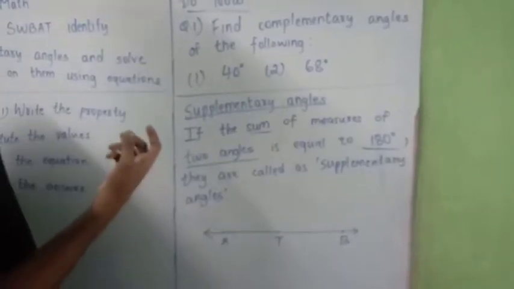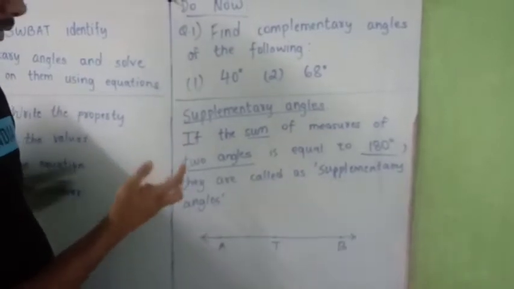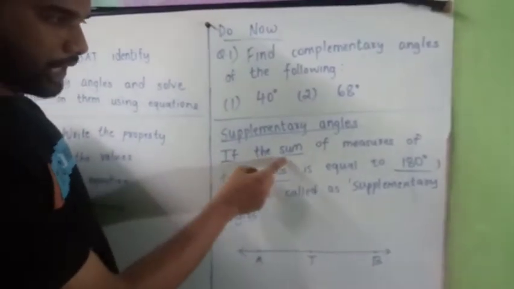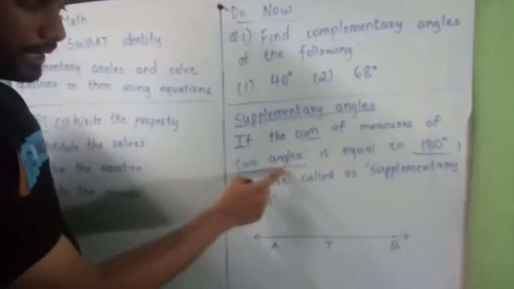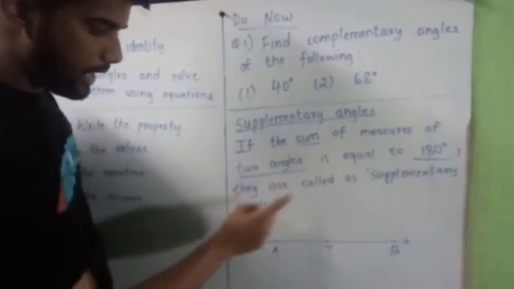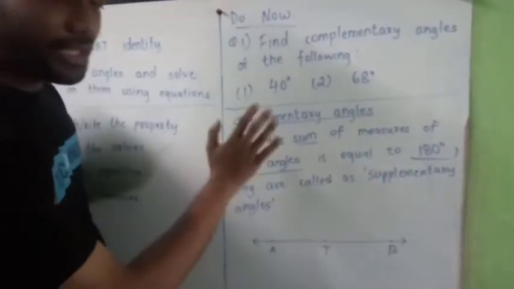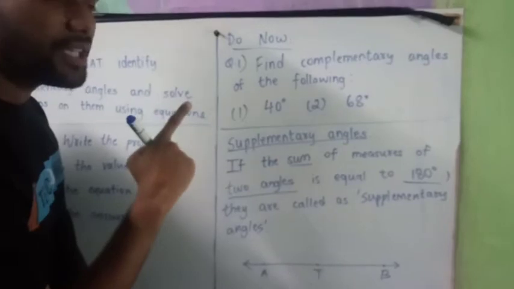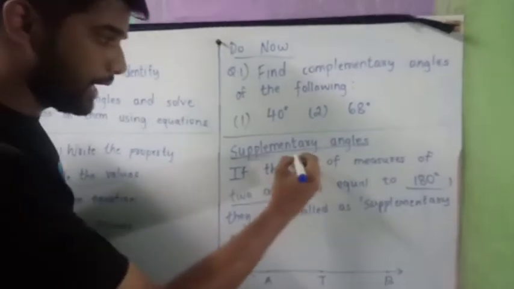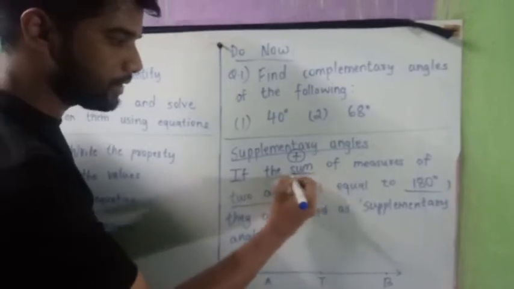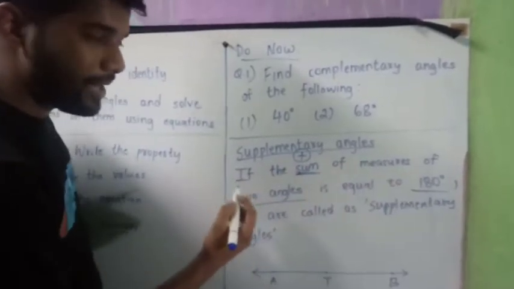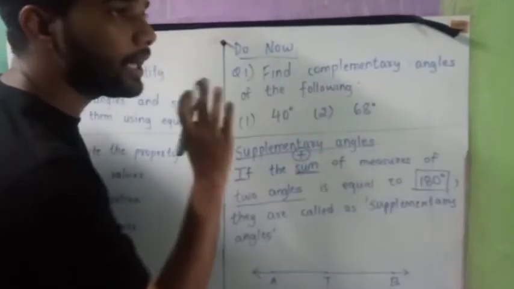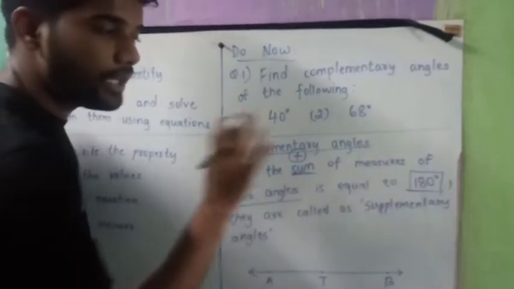Okay, so we'll start with our objective for today. We are going to first learn what supplementary angles are. If the sum of measures of two angles is equal to 180 degrees, they are called supplementary angles. This is the simplest meaning of supplementary angles. What are supplementary angles? We did the operation of sum. Which operation do we do in sum? Addition, right? So addition, meaning the sum of measures of two angles. How many angles? Two angles. If it is equal to how much? 180. For complementary it is 90 degrees, but for supplementary it is 180 degrees.